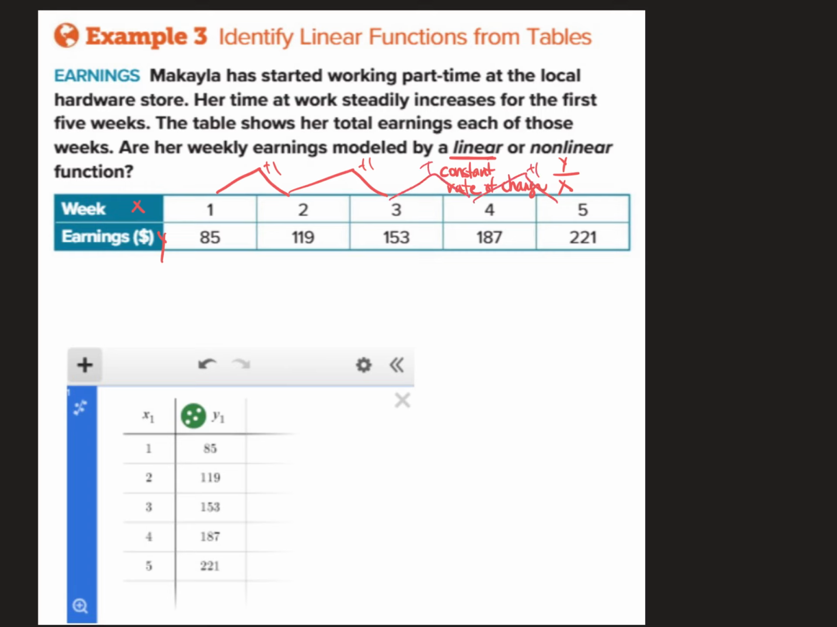Yes, they are. So my run, which would be the x, would be positive 1. Now let's see if these are increasing at a constant rate. I do 119 minus 85. That is 34. And then I do 153 minus 119.